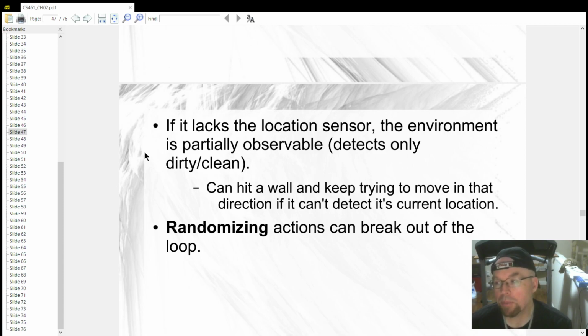You can use a little bit of randomization, building that in, so that you can break out of loops, where you're just bouncing back and forth, left, right, left, right. Or in a partially observable environment, you hit that wall, it might just keep banging against the wall. So every once in a while, every 10 actions or so, you could just flip a coin, and that might break you out of that endless repetitive cycle.